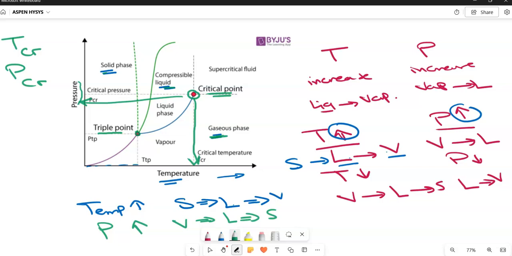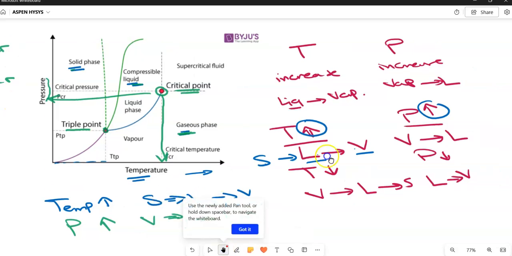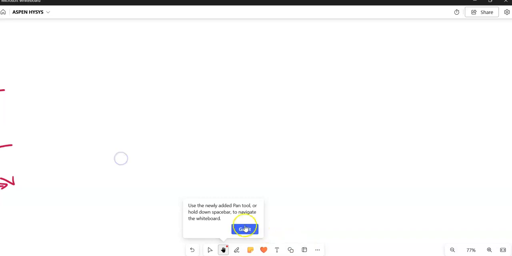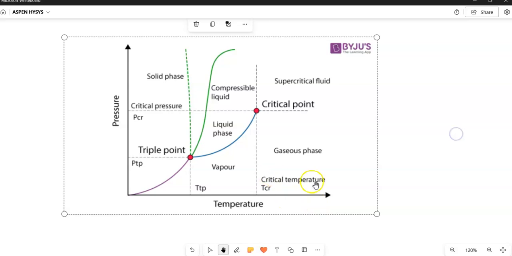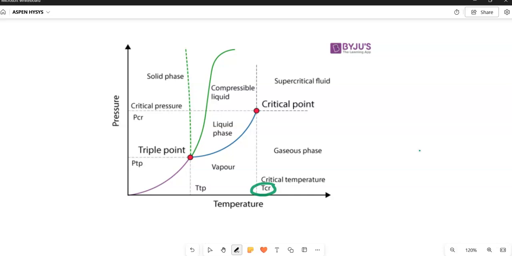Okay, so let's move on and have a clean one to talk about this. By definition, we have a critical temperature that we need to define. What is the critical temperature? It is the maximum temperature, the highest temperature at which the substance can exist as a liquid. So after this point, at higher temperatures, moving in this direction, we can't have a liquid.